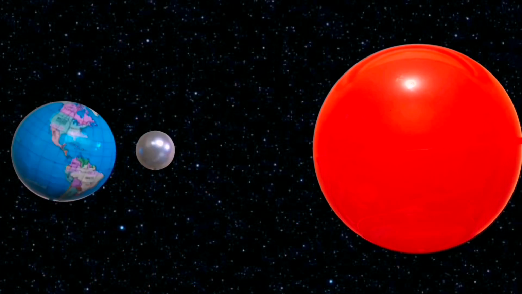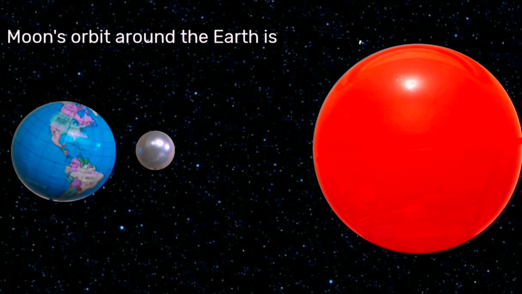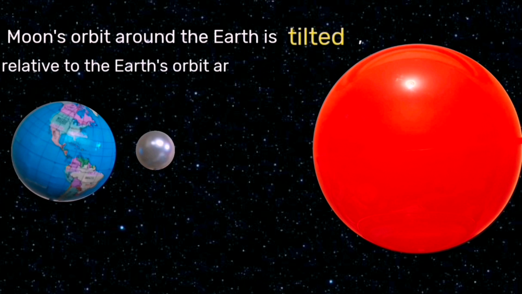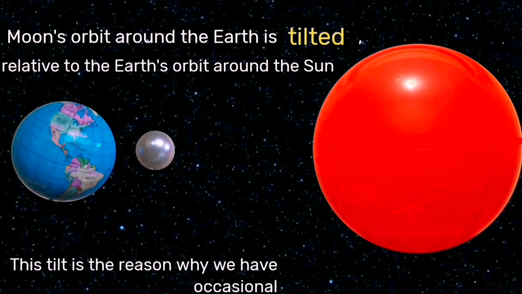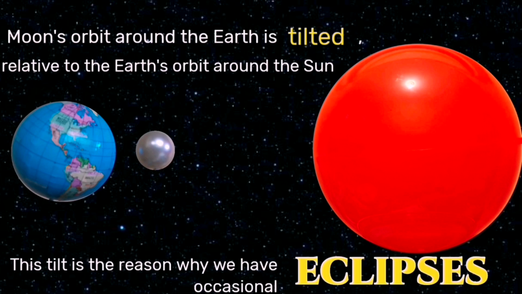Anywhere from 4 to 7 times a year, our Earth, Sun, and Moon line up just right to create a cosmic scale shadow show known as an eclipse. The Moon's orbit around the Earth is tilted relative to the Earth's orbit around the Sun. This tilt is the reason why we have occasional eclipses.